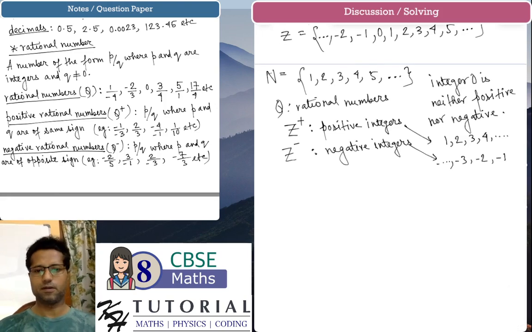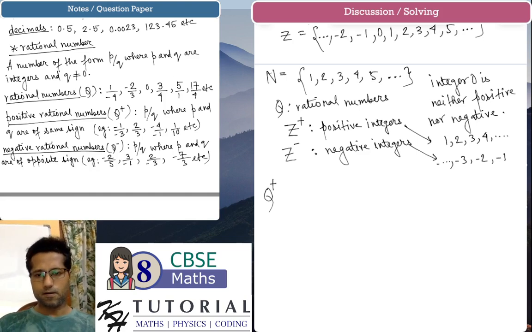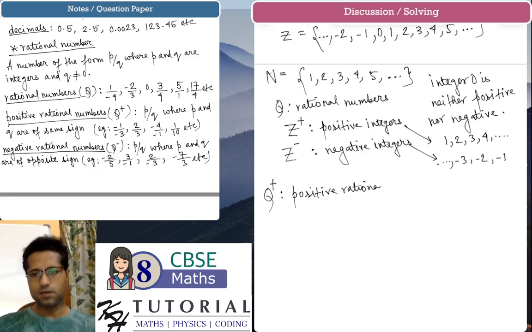What are positive rational numbers? The collection of positive rational numbers is denoted by Q plus. The letter Q is used to denote the collection of all rational numbers. The letter Q plus is used to denote only positive rational numbers.